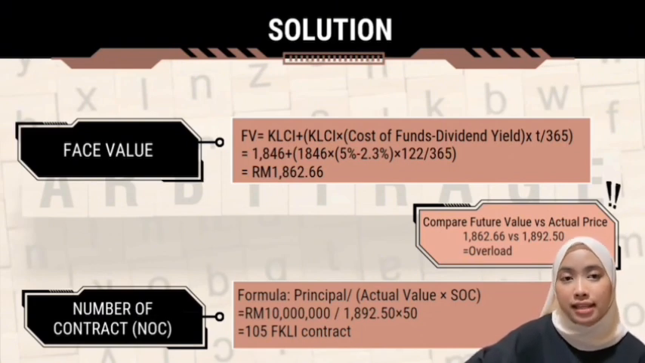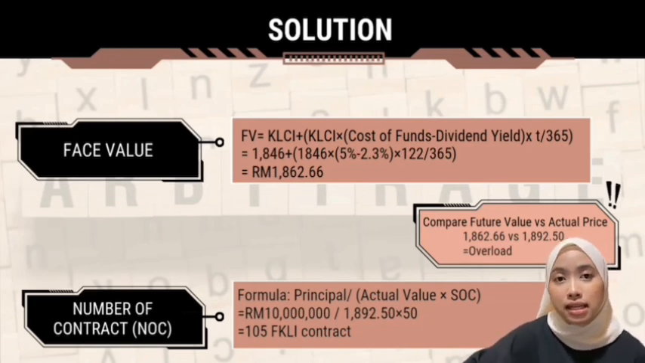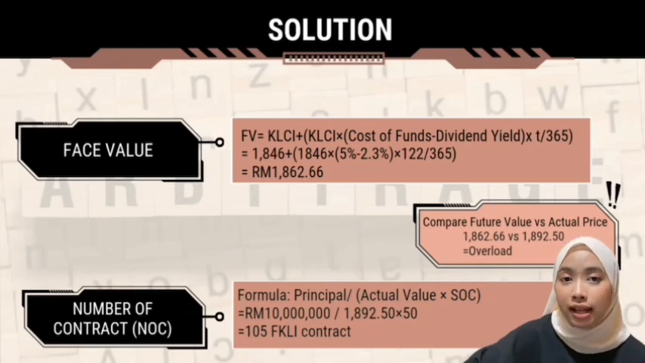The second solution is the number of contracts. The formula is principal divided by actual value and times the contract size. So in this question, the principal is 10 million, divided by the actual value, which is 1,862, and times 50. And the answer is 105 FKLI contracts.